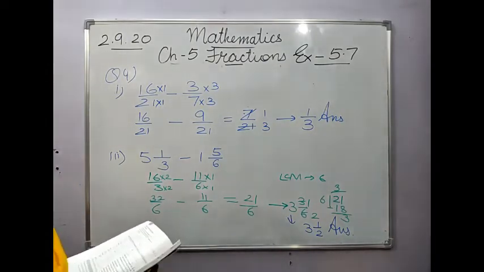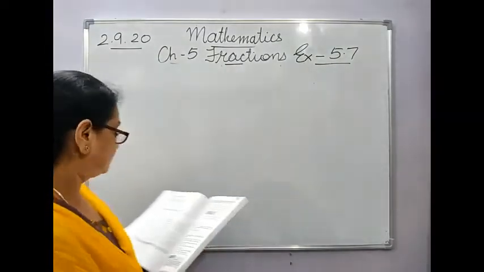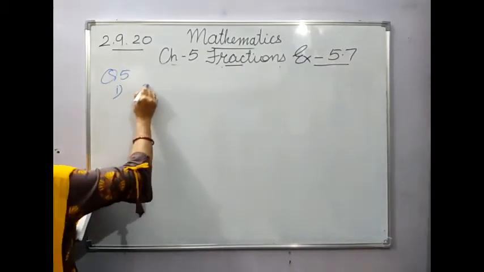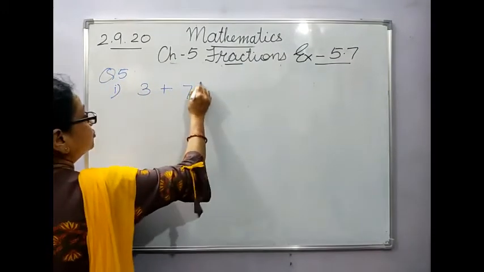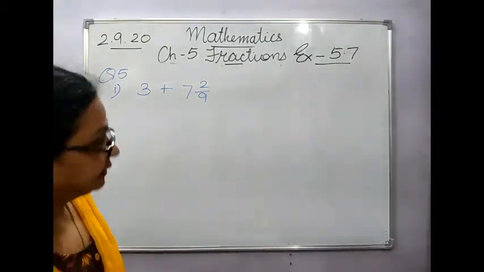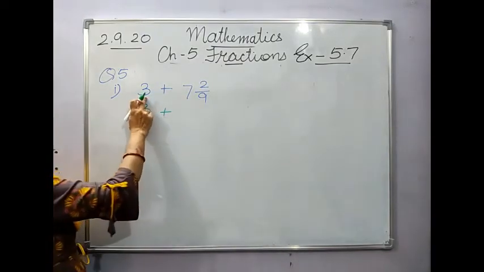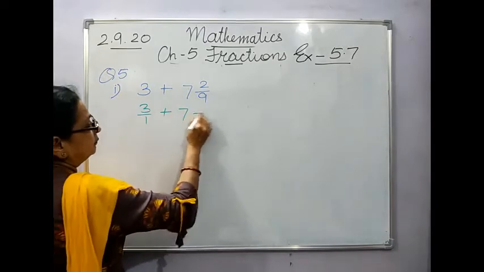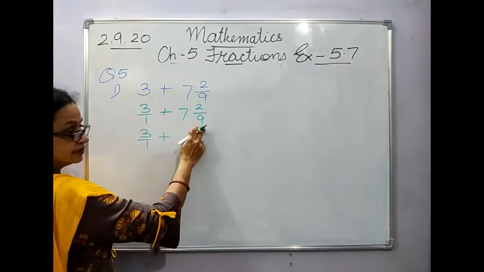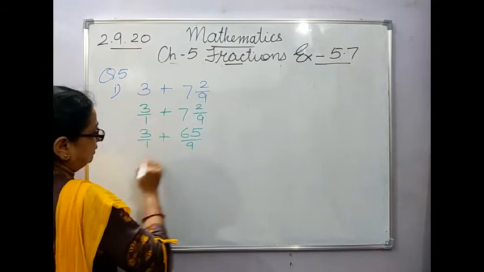Then question number 5. Question number 5, it is with the whole numbers. I will be doing the first sum, 3 plus 7, 2 upon 9. I told you children, when such type of sums are there, it means it is a whole number, so we make a fraction of it. When there is no denominator, we put 1. 3 upon 1 plus 7 9s are 63 and 2, 65 upon 9.